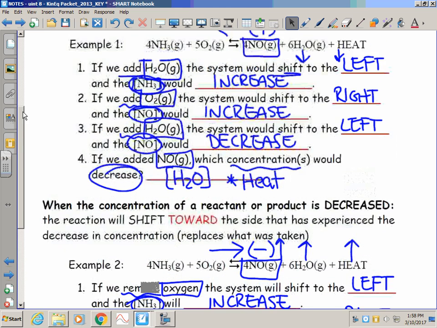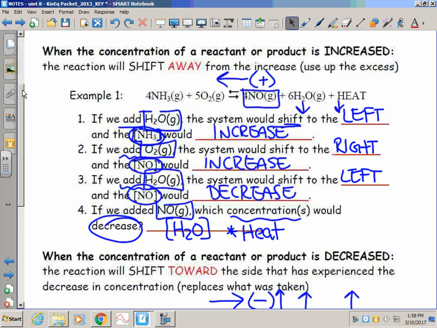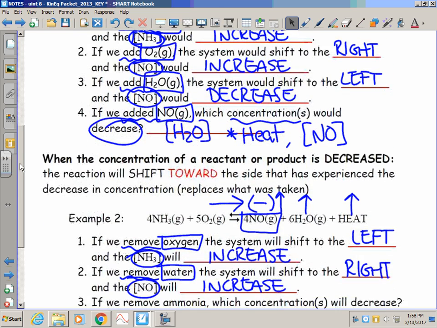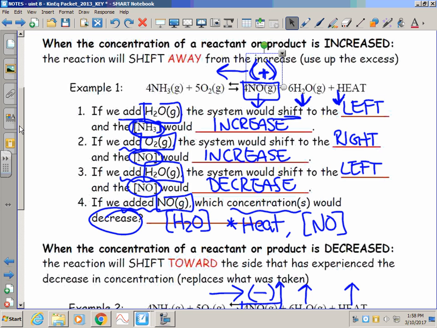And then, just a quick question on this, something I forgot to add. For number four, on our first set of concentration questions, when we added NO here, not only would the H2O concentration decrease and the heat decrease, but technically, so would the NO concentration. I forgot to mention that. Okay? And that's it. Remember your rule of thumb is add away, take toward. Another explanation. I added my nitrogen monoxide. By adding that, it causes the system to shift away, meaning to the left. That's going to decrease every concentration on the product side. Add away, take toward.